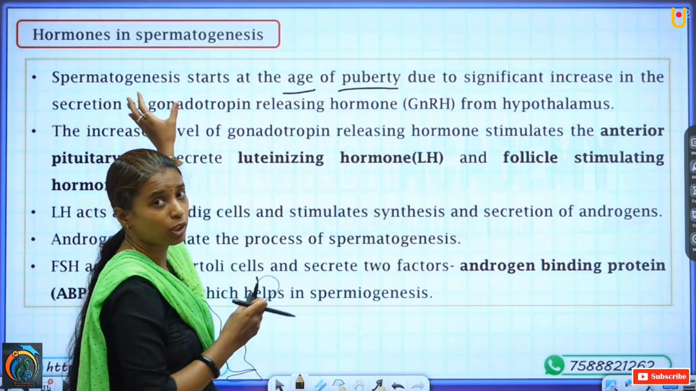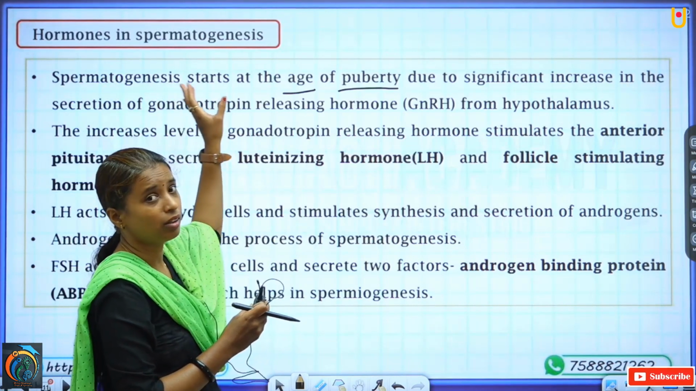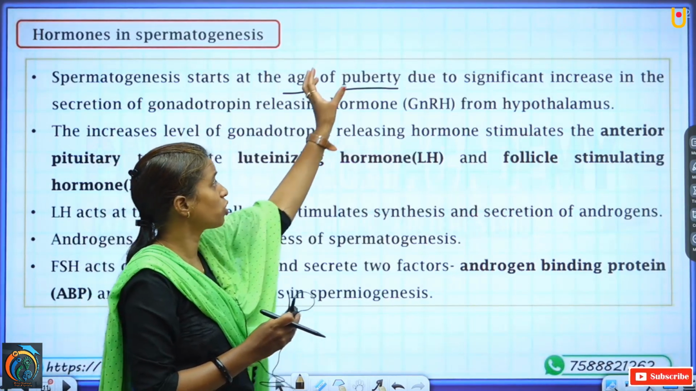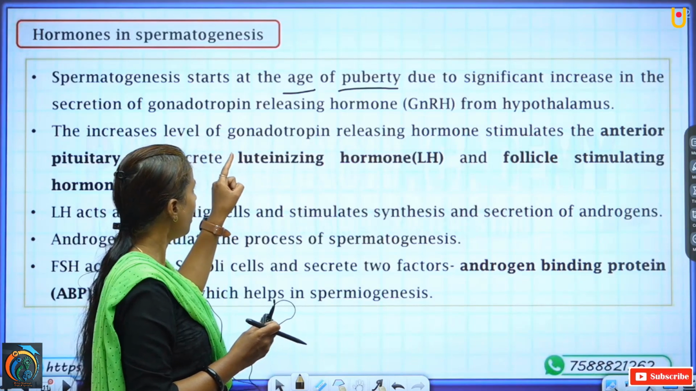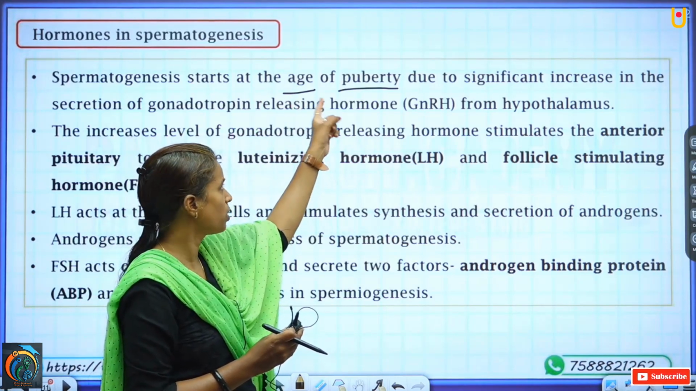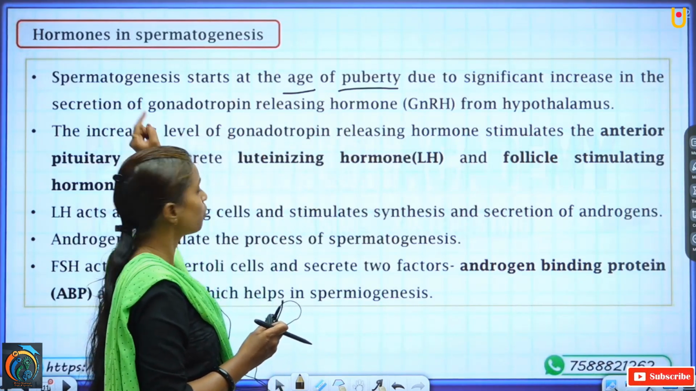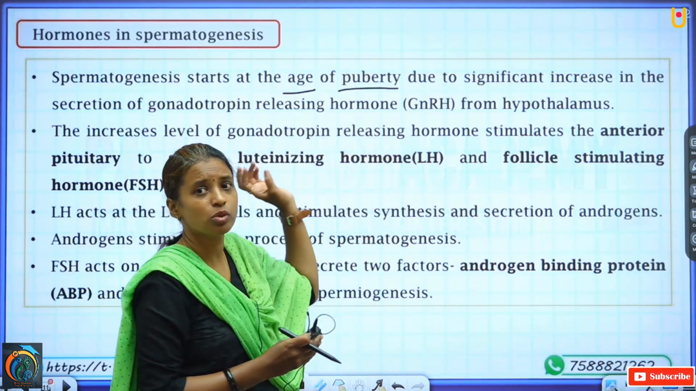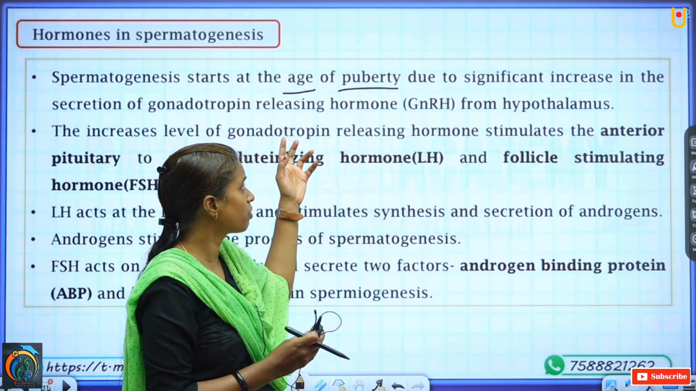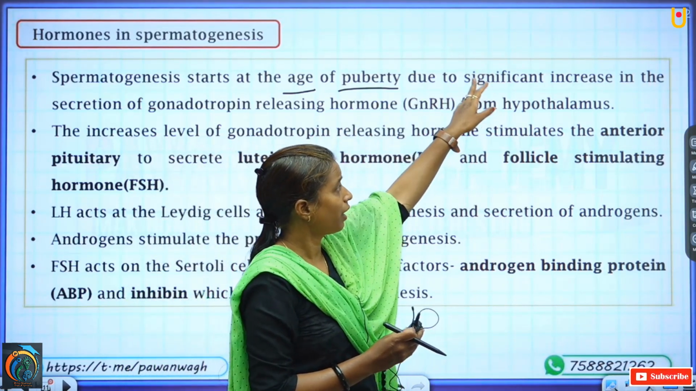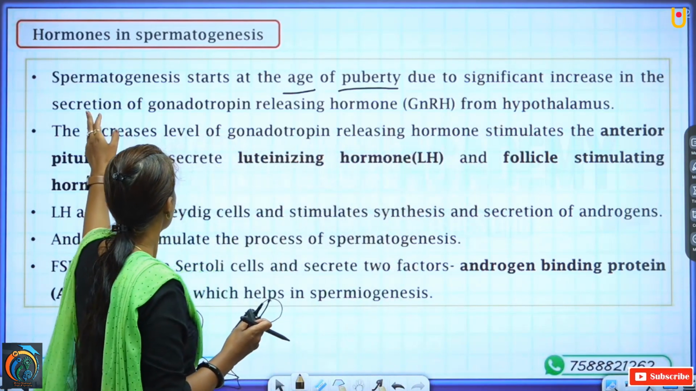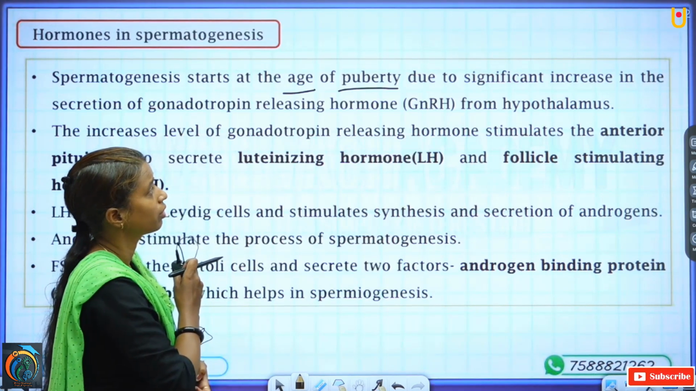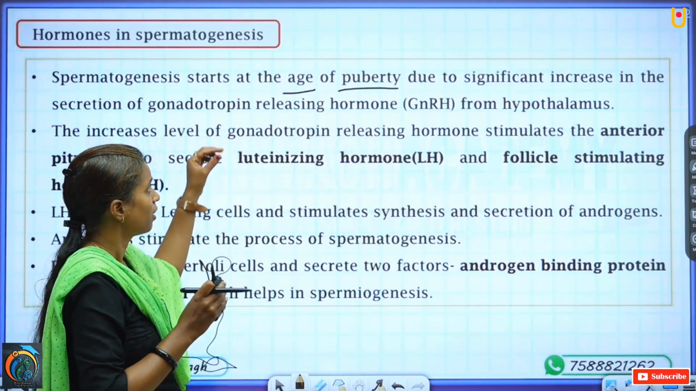The process of spermatogenesis starts when an organism reaches the age of puberty, and when the organism reaches the age of puberty, they will start the process of spermatogenesis. And because of starting the process of spermatogenesis, what happens with them? They are able to increase secretion of gonadotropin releasing hormone.